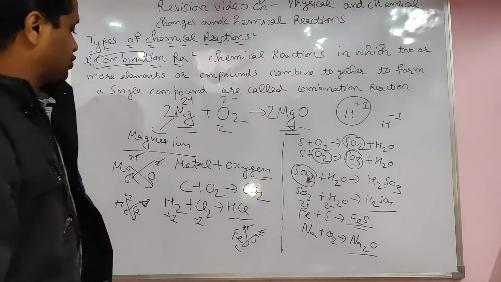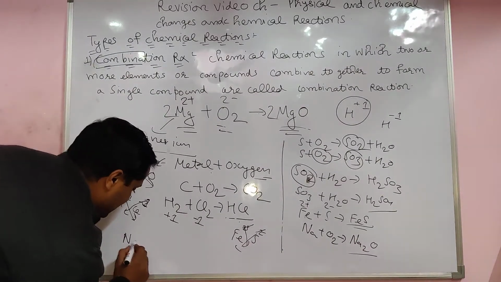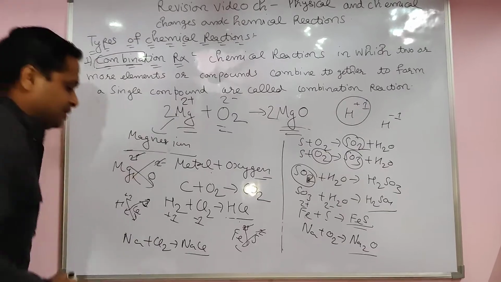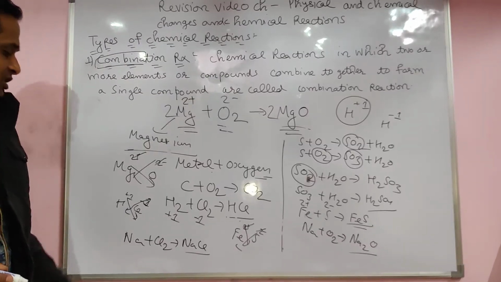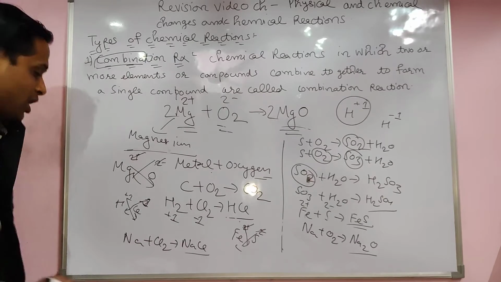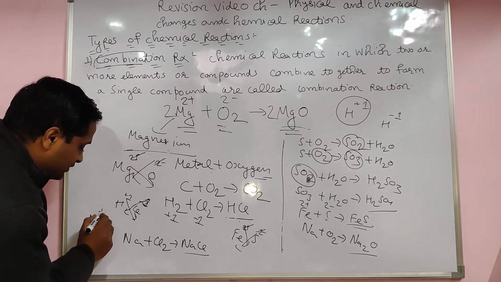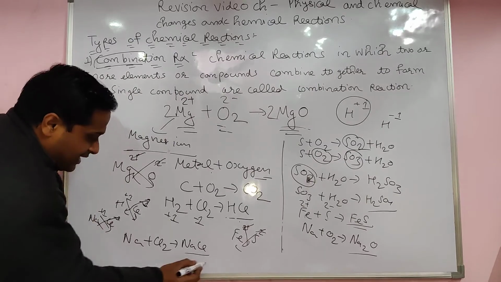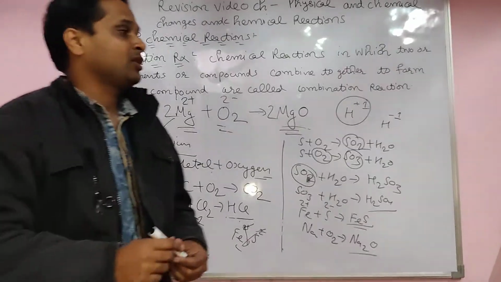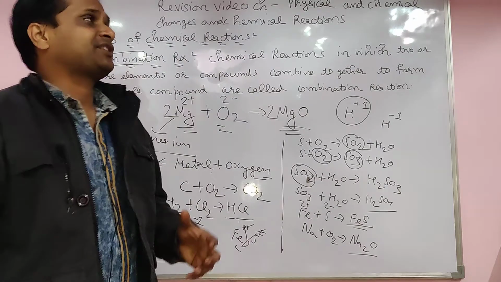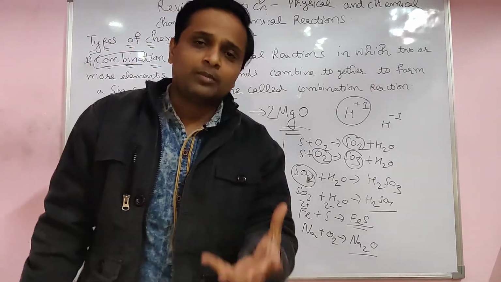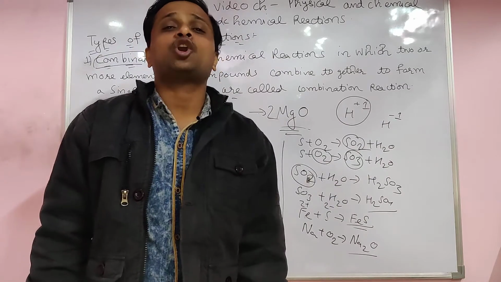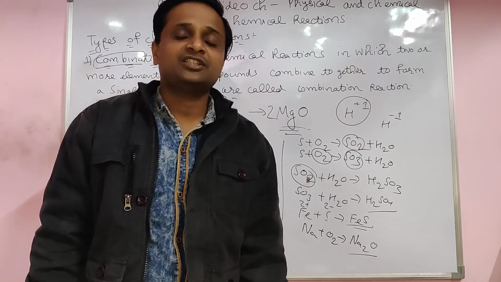Any other reaction, students? Yes, Na plus Cl2 gives us NaCl. This is also a combination reaction. How is it formed? Na is 1 positive, students, and chlorine is 1 negative, so NaCl is formed. So this is a combination reaction. I am repeating again: when two or more elements or compounds combine with each other and give us one compound, that is called a combination reaction, students.